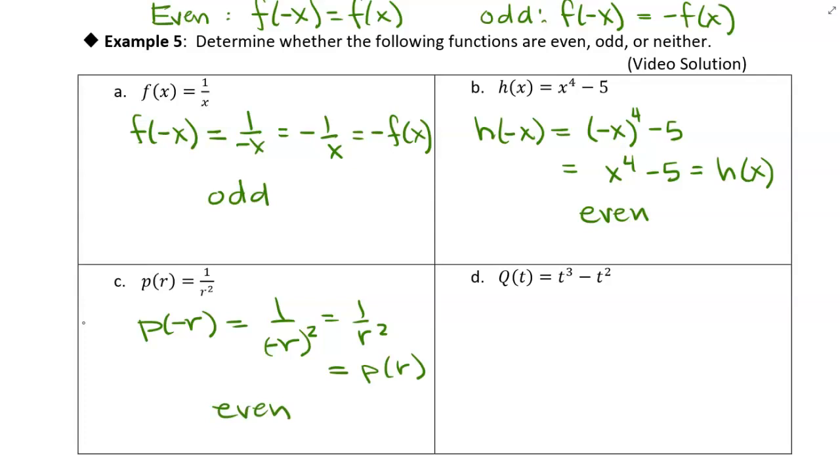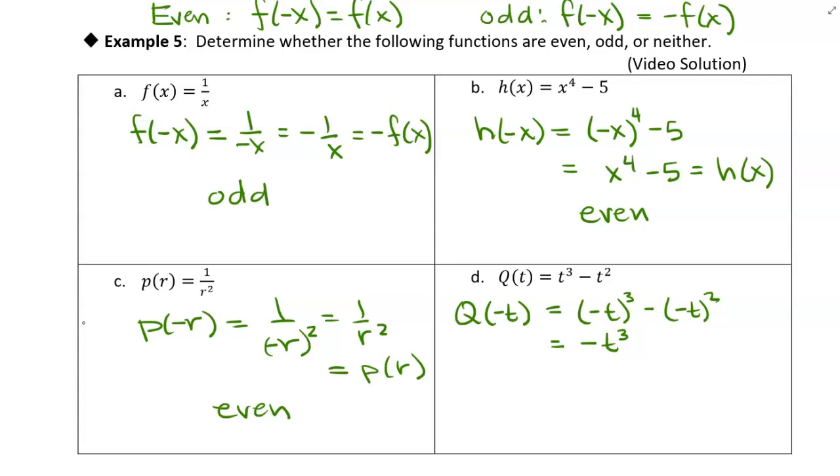All right, so finally, let's do q of t. All we're going to do is look at q of negative t. Substitute negative t in for t, cube it, and negative t squared. Let's simplify that. When we have an odd power of negative t, it's negative t times negative t times negative t. The negative times negative is positive, but then we're taking it times the negative again. So this is negative t cubed.